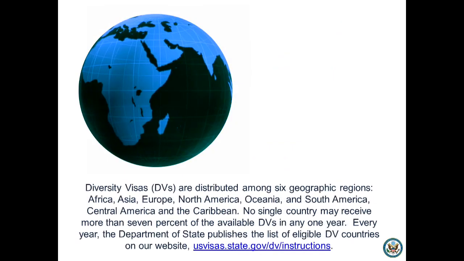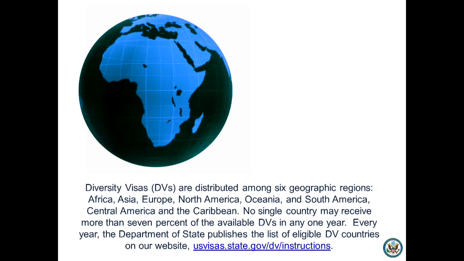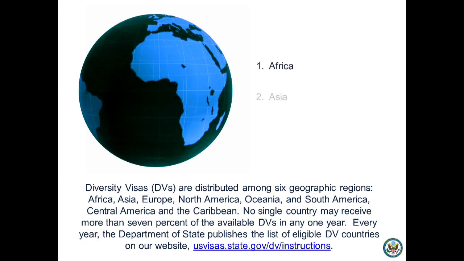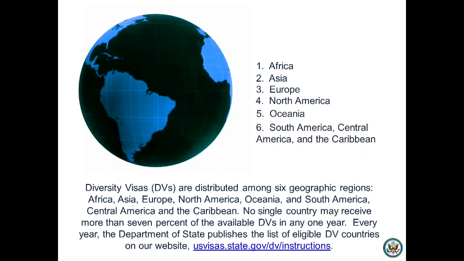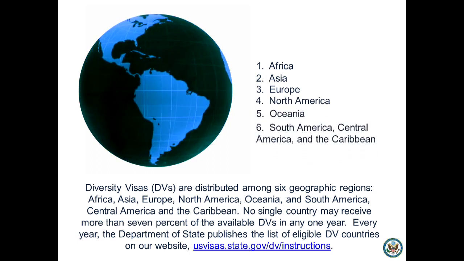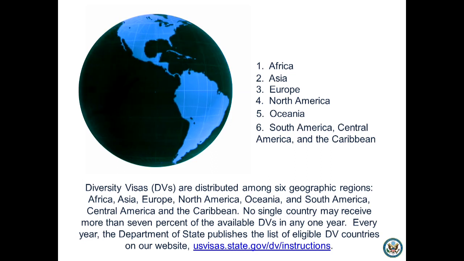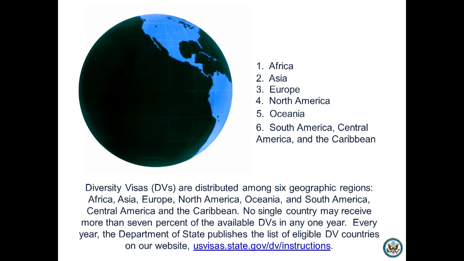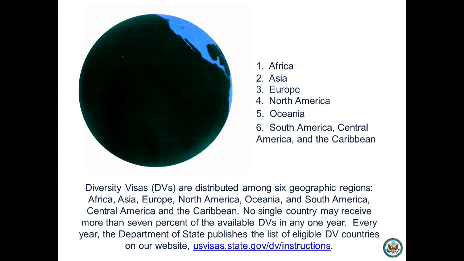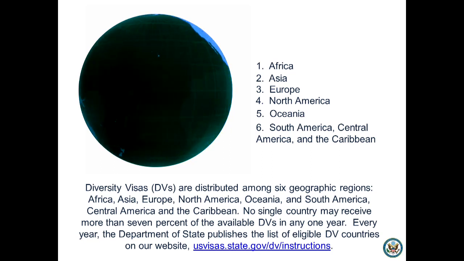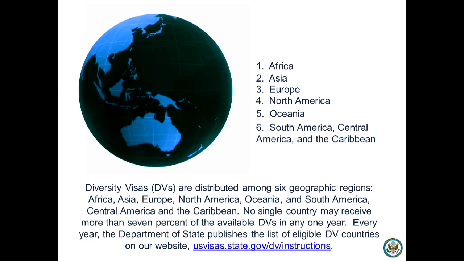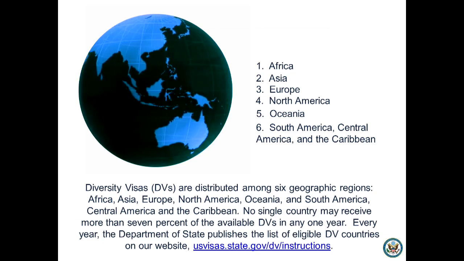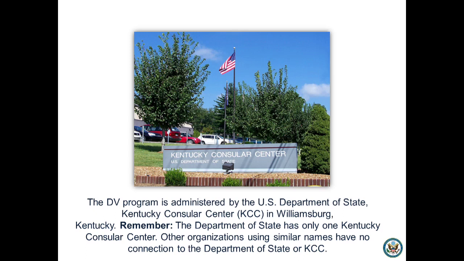Diversity visas, or DVs, are distributed among 6 geographic regions: Africa, Asia, Europe, North America, Oceania, and South America, Central America, and the Caribbean. No single country may receive more than 7% of the available DVs in any one year. Every year, the Department of State publishes the list of eligible DV countries on our website, usvisas.state.gov/DV/instructions.